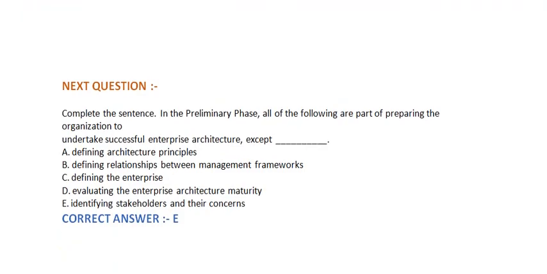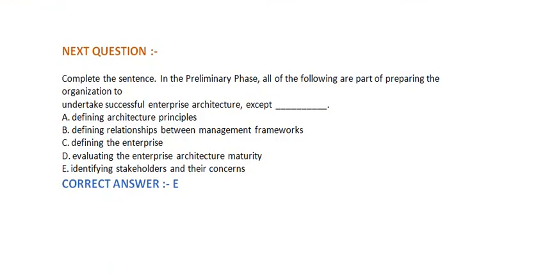Next question is, complete the sentence. In the preliminary phase, all of the following are part of preparing the organization to undertake successful enterprise architecture except. Option A, defining architecture principles. Option B, defining relationships between management frameworks. Option C, defining the enterprise. Option D, evaluating the enterprise architecture maturity. And option E, identify stakeholders and their concerns. The correct answer is option E.